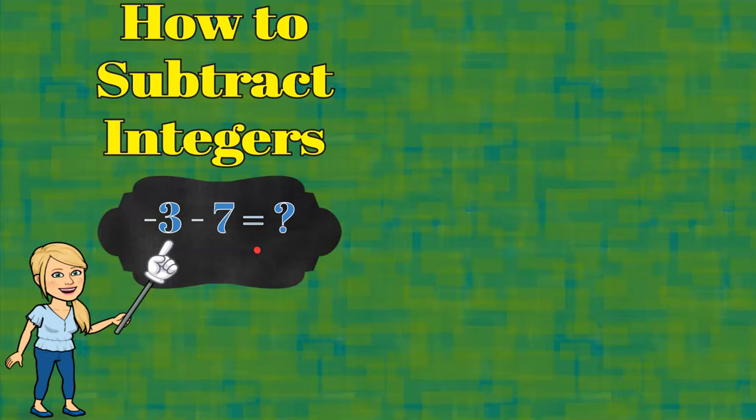So that's how you subtract integers. I hoped that helped. And remember, if you've mastered adding integers, you're only adding one rule to subtracting, and that would be rewriting it to be addition.